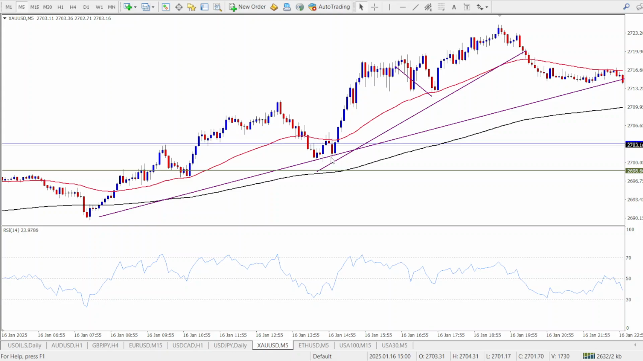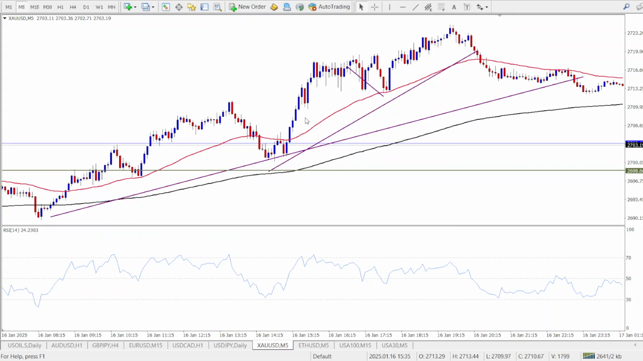Now for the exit, we aim for a small profit target. Typically, you want to close your position when the price moves in your favor by 5 to 10 pips. You can also use the RSI to help determine when to exit. If the RSI reaches overbought territory in a buy trade or oversold territory in a sell trade, that is your cue to close the trade and take your profits.